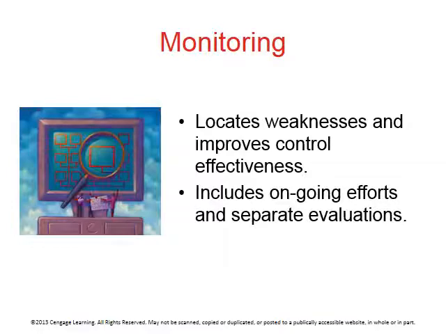So monitoring would be to locate the weaknesses and improve control effectiveness. That would be, for instance, doing internal auditing within a company to test controls, see how well access controls are working, see how well your purchasing process works to make sure that people aren't all doing the same job. So it's keeping an eye on it and finding ways to make things better.